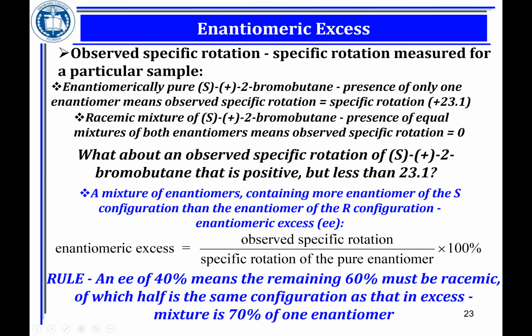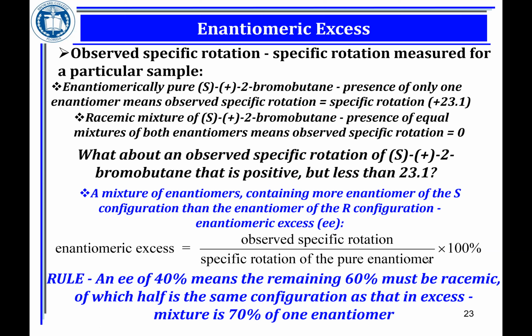So if you have a mixture of enantiomers containing R and S, then enantiomeric excess is defined as the observed rotation over the specific rotation of a pure enantiomer. The specific rotation of a pure enantiomer is given in the books. The observed rotation is what you are measuring in the lab. If you have the specific rotation for the pure sample, we divide the observed by the pure sample times 100. That would also give you enantiomeric excess, and it's basically the same value.